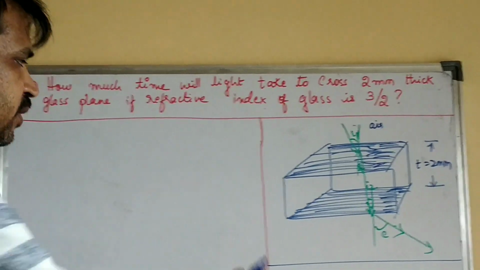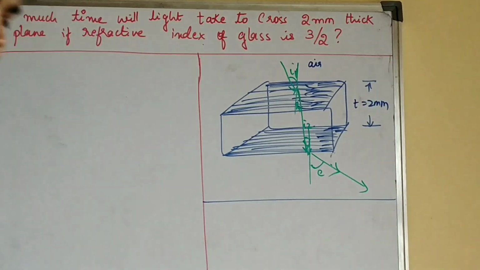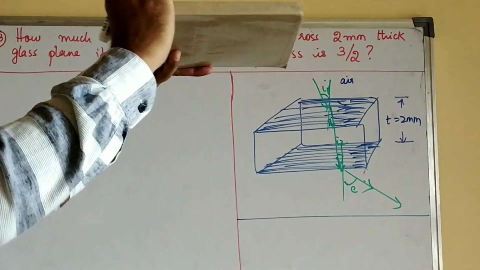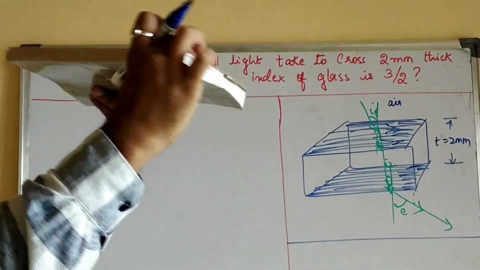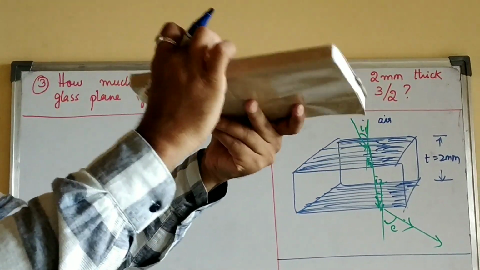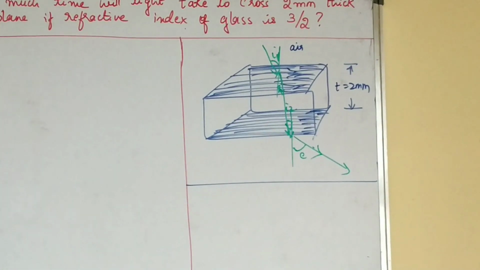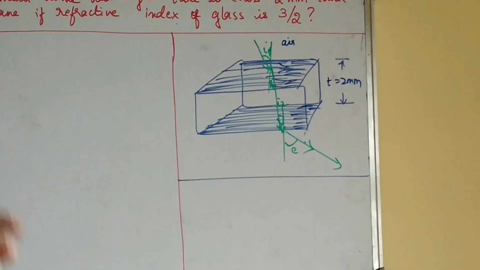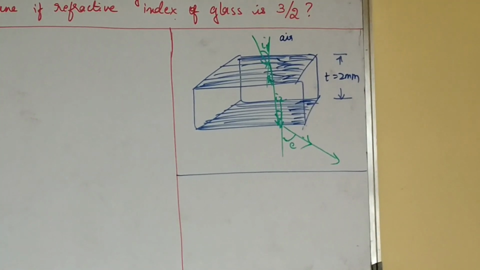Now see, I have drawn a glass slab. You know the glass slab will be like this. It has some thickness on all the sides, and the thickness will remain constant. Just like this I have drawn here. That thickness is given as 2 millimeter. In millimeter it is given. Obviously I have to convert it to meter. Later we will do that. Observe that.